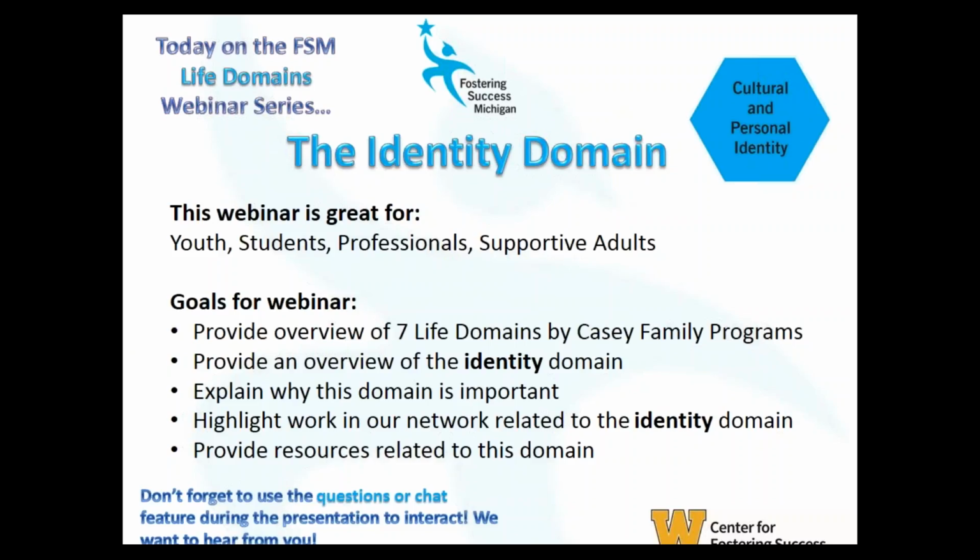We will then provide an overview of the identity domain, and we're going to talk about why this domain is important, and then we're going to highlight some of the work in our network, and particularly this month we're going to highlight the work of the Ruth Ellis Center, and then we're going to provide some resources, and of course at the end we will have a time for questions. So please definitely feel free to send us your questions. If you send them throughout the broadcast, we'll be sure to hold them until the end, but there will be time at the end for us to get those questions answered.